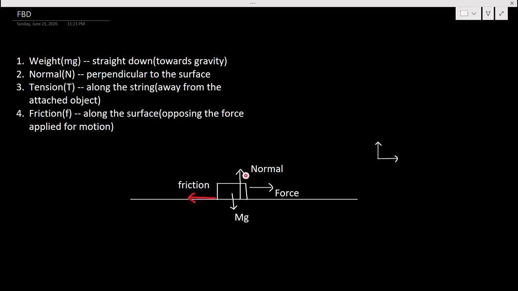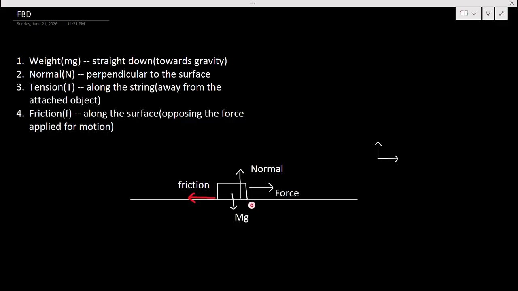Now friction will be along the surface. Friction is basically a force which opposes the motion. So if anyone is trying to pull this block with a force of F, the friction will try to resist that motion and it will be applied in this direction. So that's one of the most important forces required in mechanics.